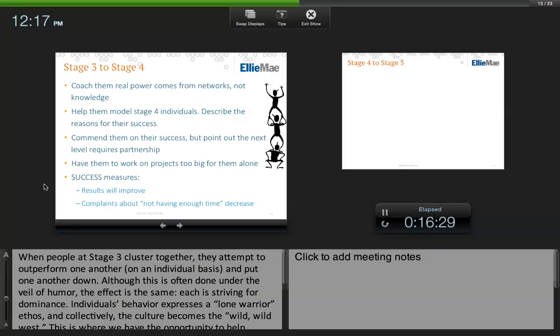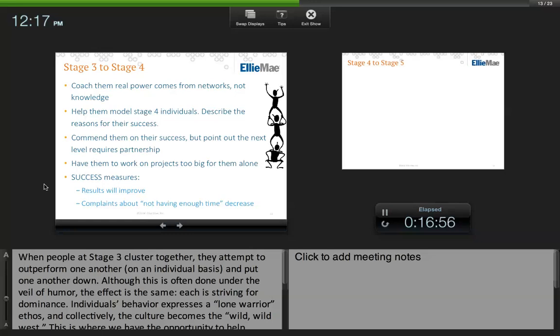Commend them on their success. You know, hey, you're a top performer. You've solved this. I know your track record. You built this. You built that single-handedly. Tremendous work. But here's where we want to get to next. And maybe you can't do this alone. Maybe you need help. So tell them, as awesome as they are, the next level requires partnership, right? And that's good for everybody.